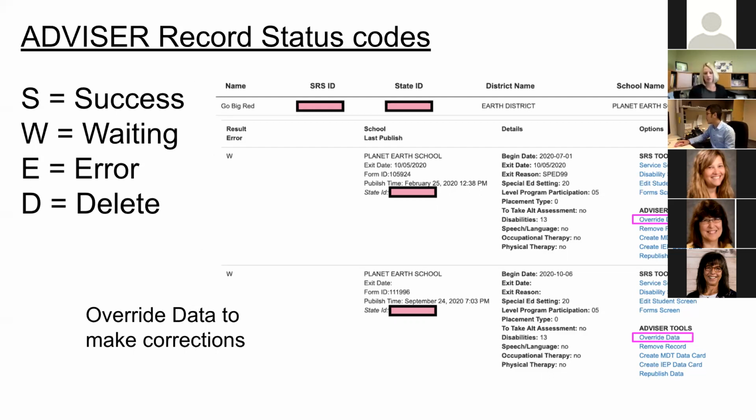And then if you do choose to remove a record because for some reason there's duplicate records or maybe a student doesn't need to be reported at all, you'll just remove the record. And then when you go back to this list, you'll see that there's a D in that result error. And then if you refresh your page again, once things actually process, it will eventually disappear and be deleted.